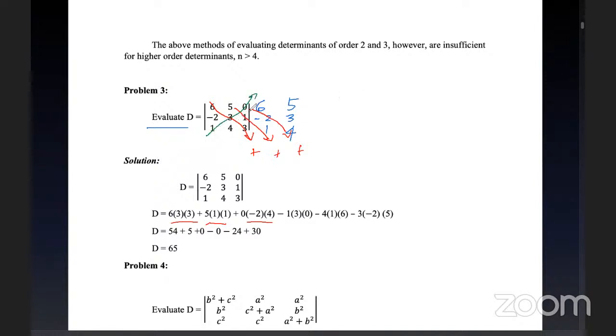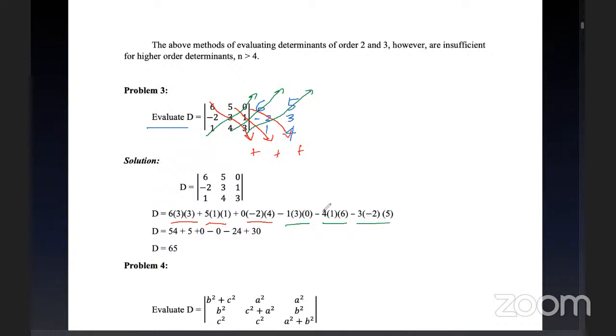And then, yung pataas, parang opposite ng diagonal niyan, we are going to use a negative sign. Ayan. So 1 times 3 times 0, ayan, negative yung sign natin. 4 times 1 times 6. So the sign here is negative as well. And then lastly, 3 times -2 times 5. Ayan. Negative din yung sign.